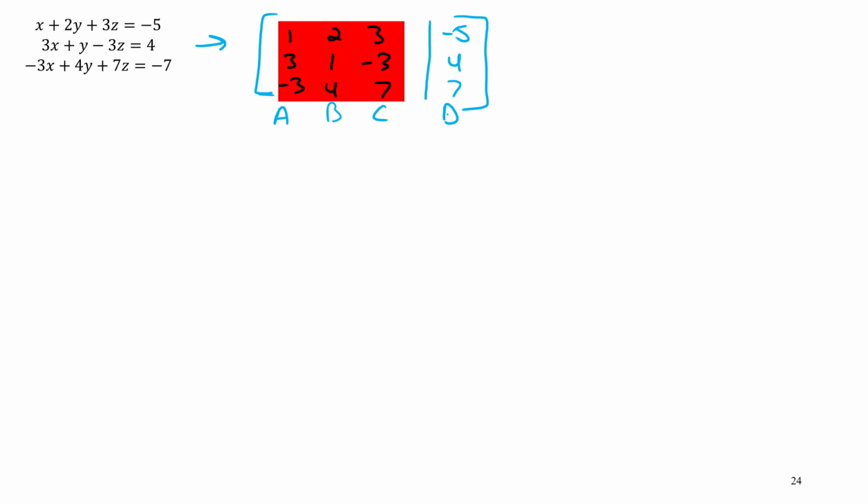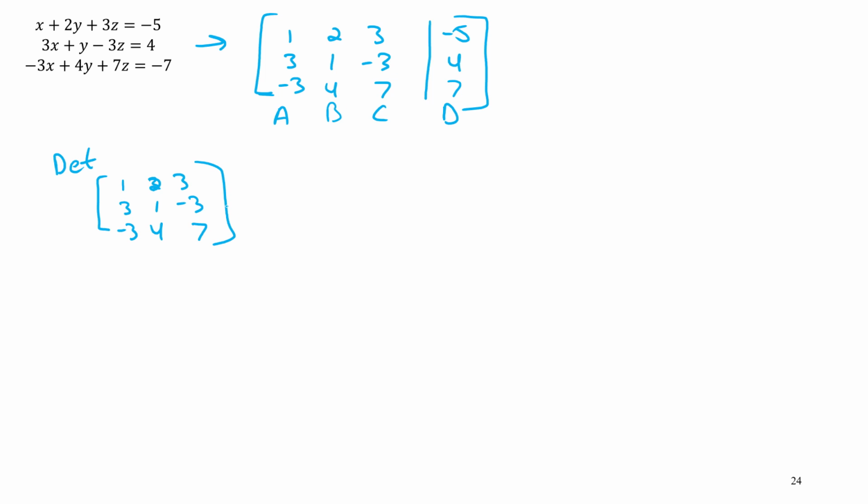So we're first going to do the determinant of our coefficients. So our coefficients being 1, 2, 3, 3, 1, -3, and -3, 4, 7. And then we're going to do the Cramer Rule of a 3x3 to get those answers. So if we look at the 1, we get rid of the top row and column 1. So we're left with 1, and our matrix 1, 4, -3, 7.